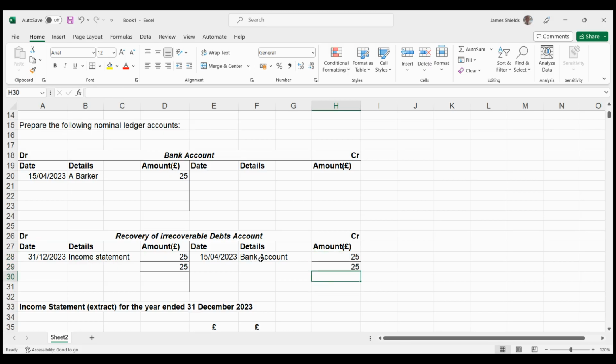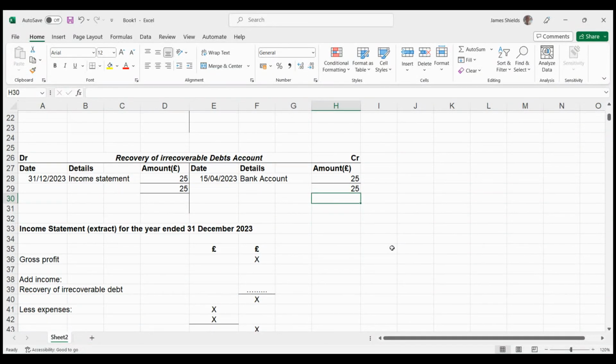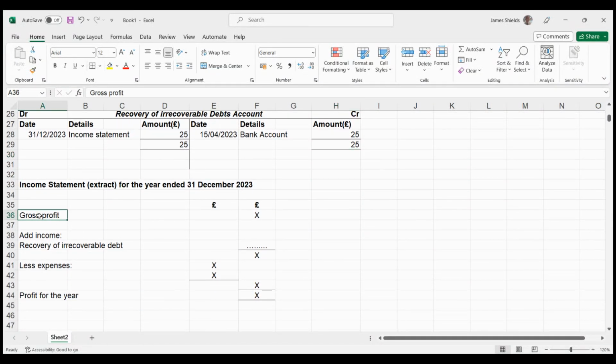Now, how will it be shown in your income statement? This is just an extract. At the top, you'll have worked out your gross profit. Then underneath gross profit, we have add income. And one of those is the recovery of irrecoverable debts. In this case, we received £25. So that's where it would go.